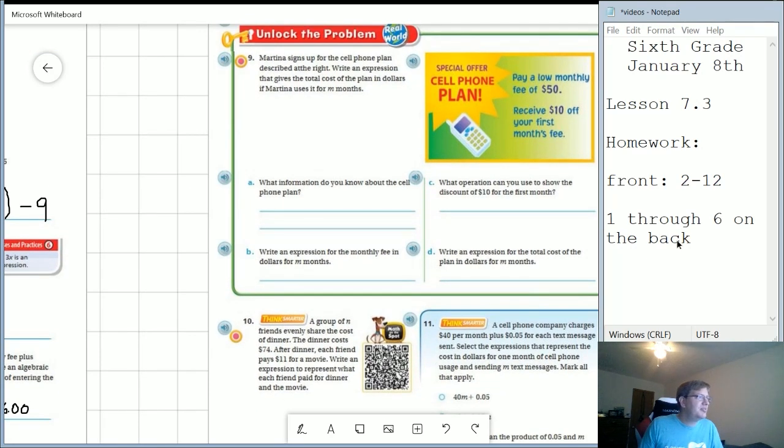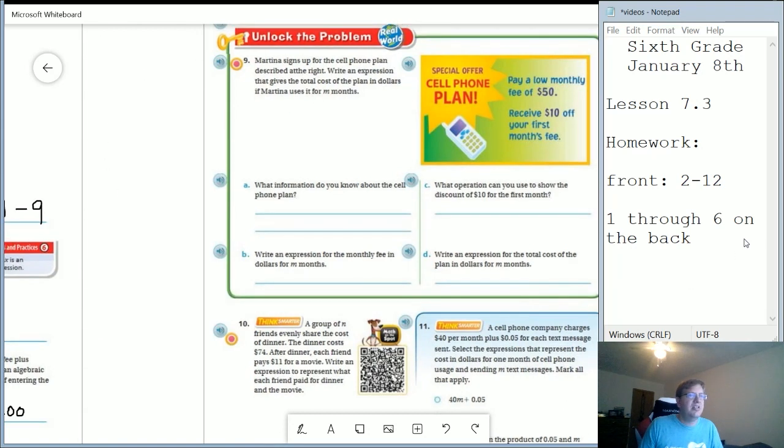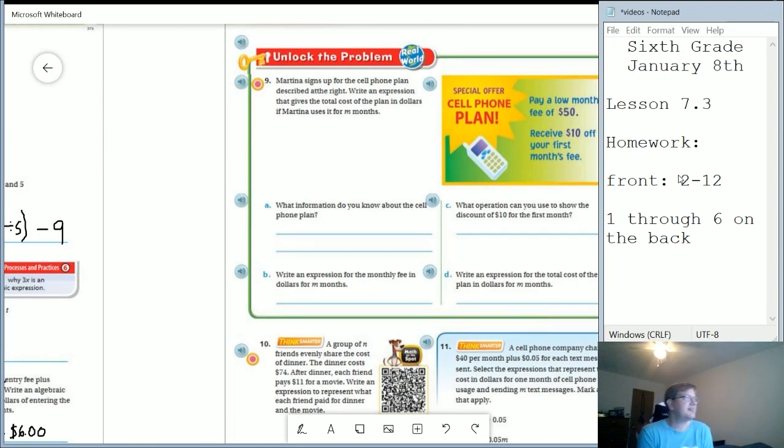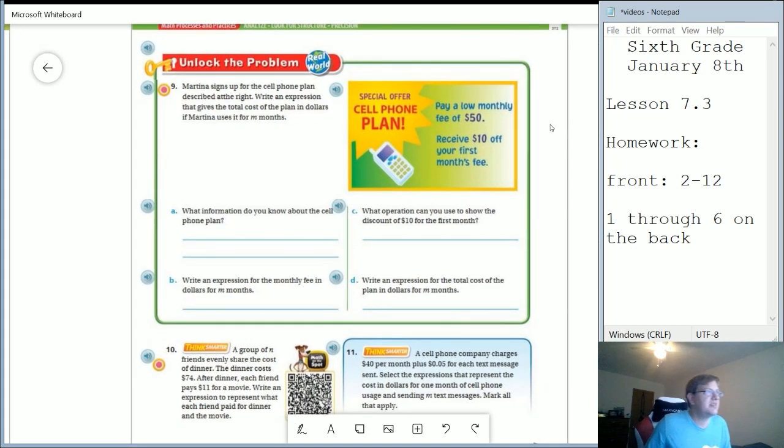So I would like to go ahead and look at this problem here. We'll do number 9 and number 11, and then we'll talk through the homework. So number 9, Martina signs up for the cell phone plan described at the right. We want an expression that gives the total cost of the plan in dollars if Martina uses it for M number of months. I'm going to scooch this over a little bit. So it says pay a low monthly fee of $50 and receive $10 off your first month's fee. So what information do we know about the cell phone plan? So think about that for a moment. What information do we know by looking at this?